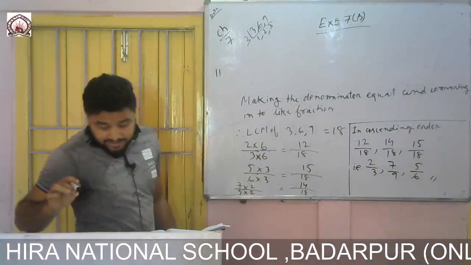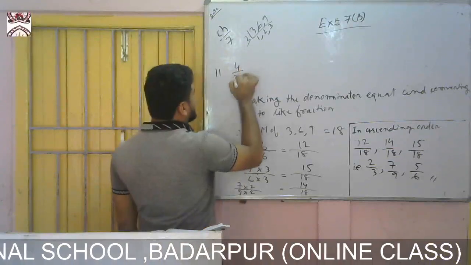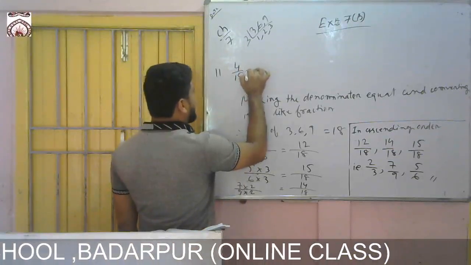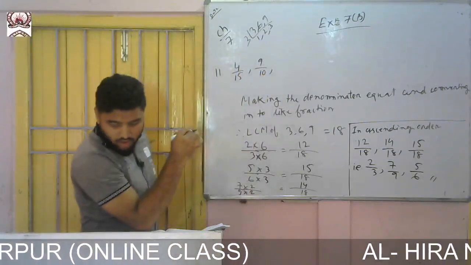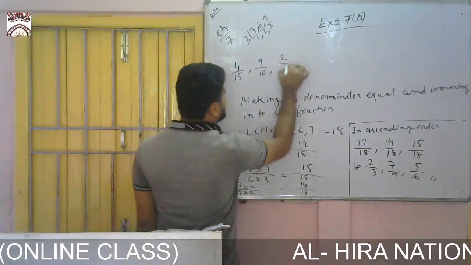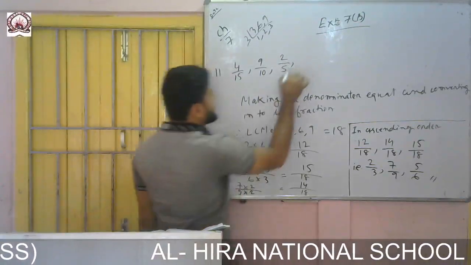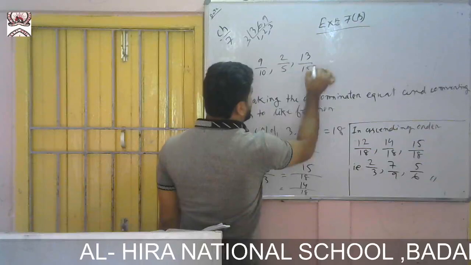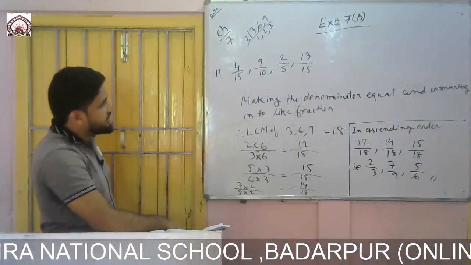What is given in question number C? 4 by 5, 9 by 10, 2 by 5, 13 by 15.